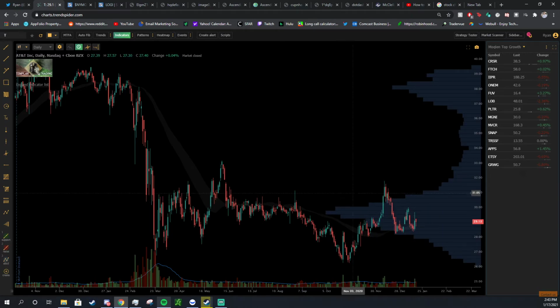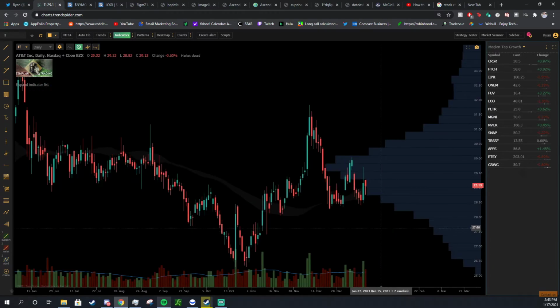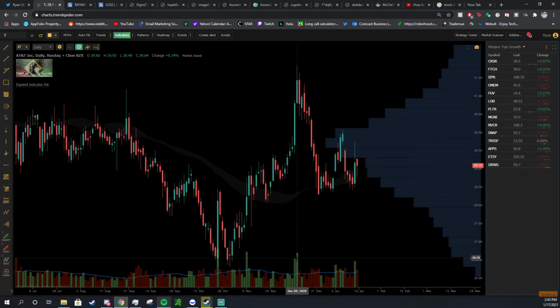Tons of volume by price here. It's gonna take a long time for this to move up through it unless they get some crazy news. Something to note, we are getting a lot of accumulation volume here. We had a big candle here, big volume candle here and here, and also here.